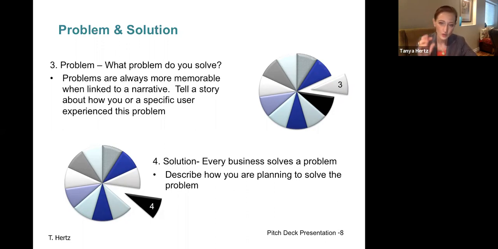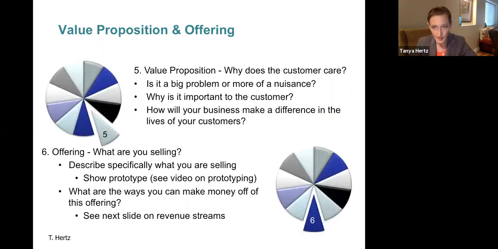The solution, describe how specifically your business will solve that problem. Value proposition, essentially this is how big of a problem is it in the lives of the customers? Is it a real significant problem? Because that matters. If it's a big problem that you're solving, you're much more likely to be successful and to make a lot of money than if you're just solving a problem that another business is already solving. You're just making it a little better somehow.